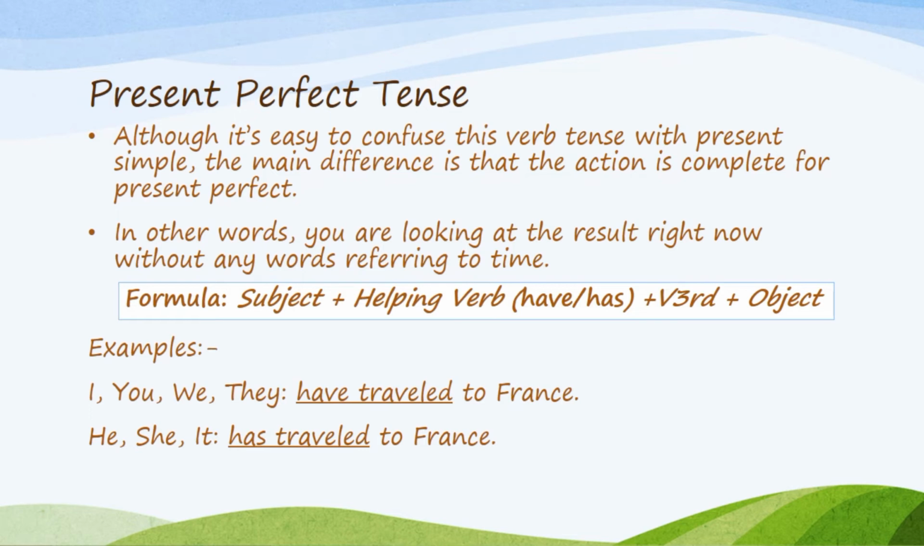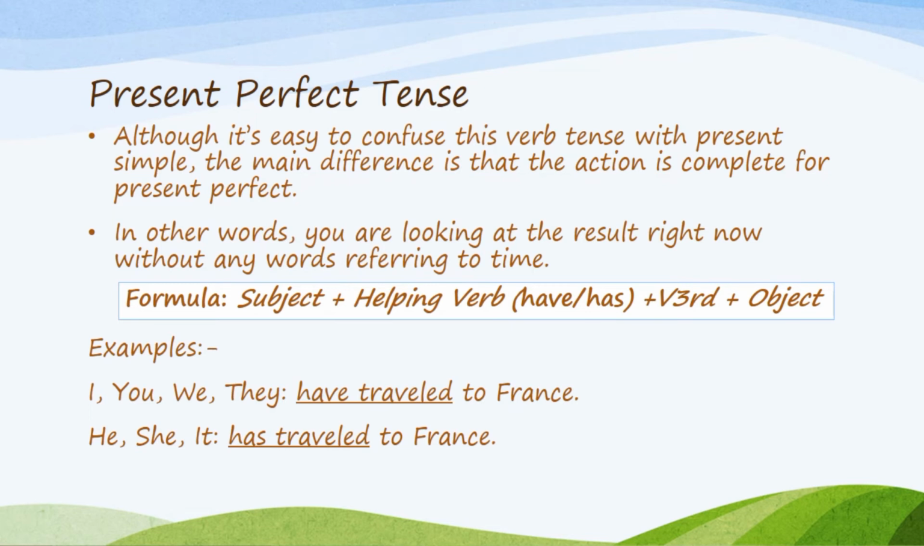Let's move towards the structure and formula, which is subject plus helping verb. Now in this tense, we will not be using is, am, and are. As I told you before, we use is, am, and are in present tense, but in present perfect tense we will be using have or has, and we have the third form of the verb with that, and an object. We can say the formula is subject plus helping verb, have or has, plus verb third form plus object.